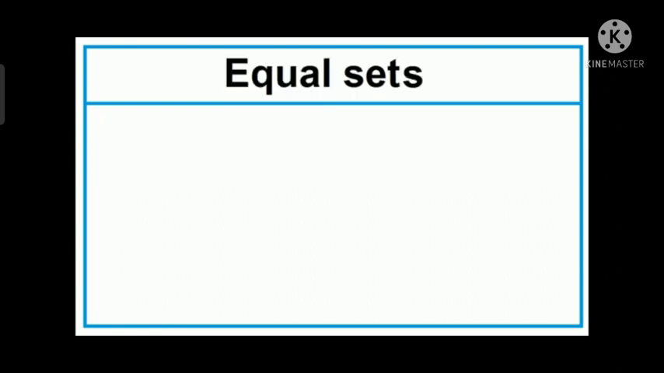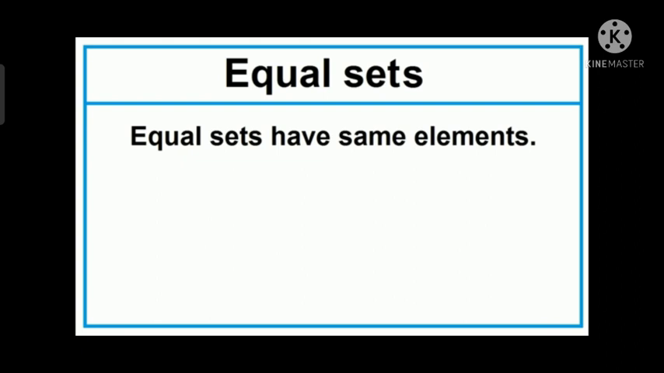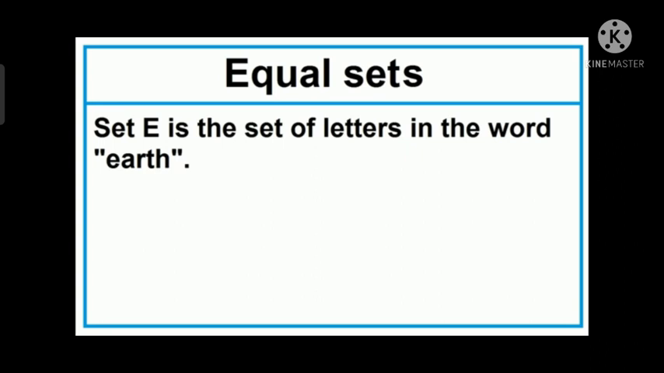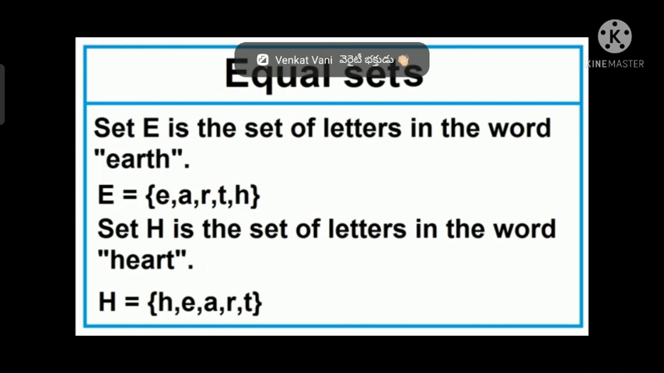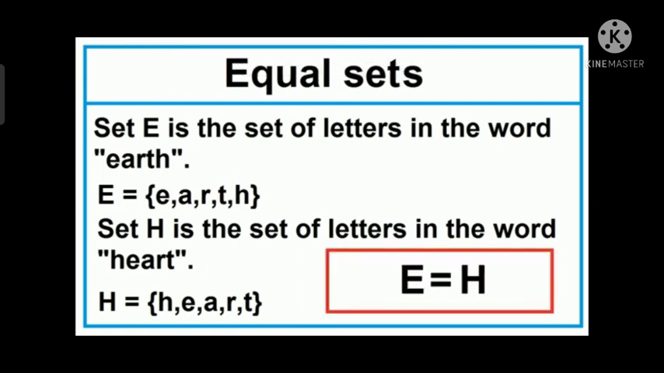Equal sets. Two sets are equal if they have the same elements. Example: set E is a set of letters in the word earth. The elements of set E are E, A, R, T, H. Set H is a set of letters in the word heart. The elements of set H are H, E, A, R, T. Set E and set H have the same elements. They are equal sets. Set E equals set H.